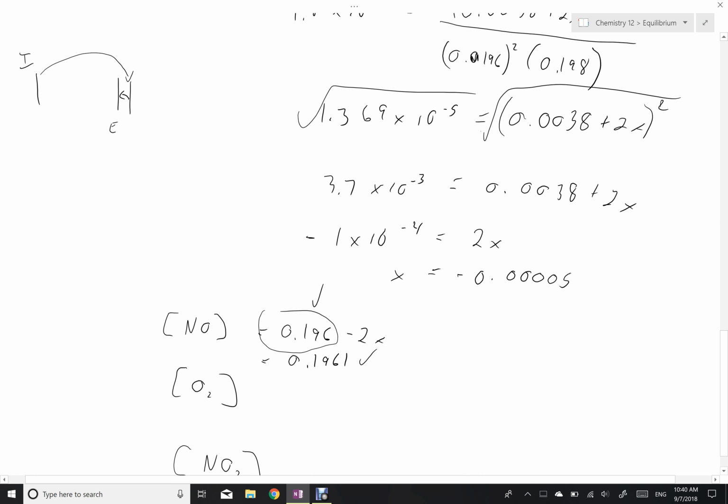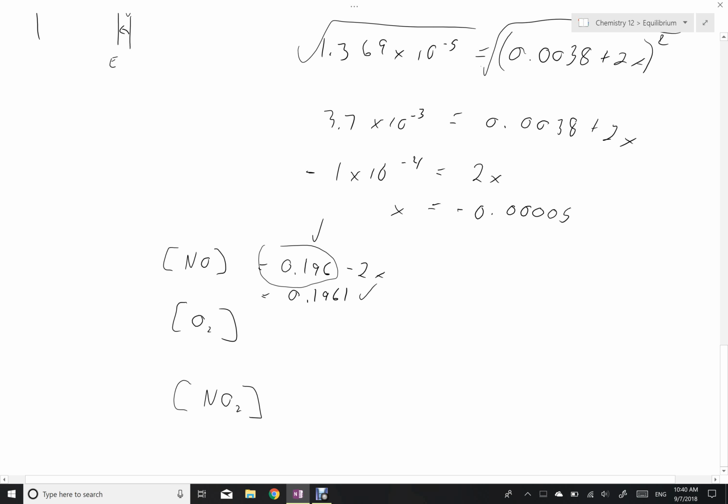Now, my change is so small that all I'm going from is 0.196 to 0.1961, and we can see that the difference between these numbers is only 0.0001, and that's a very, very small difference. And so we can see that by repeating the 100 rule, my assumption of the 100 rule that my concentration of my reactants not changing became even better.